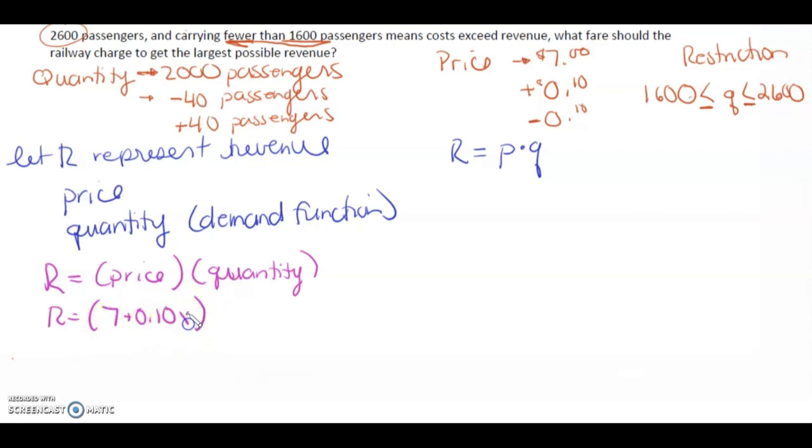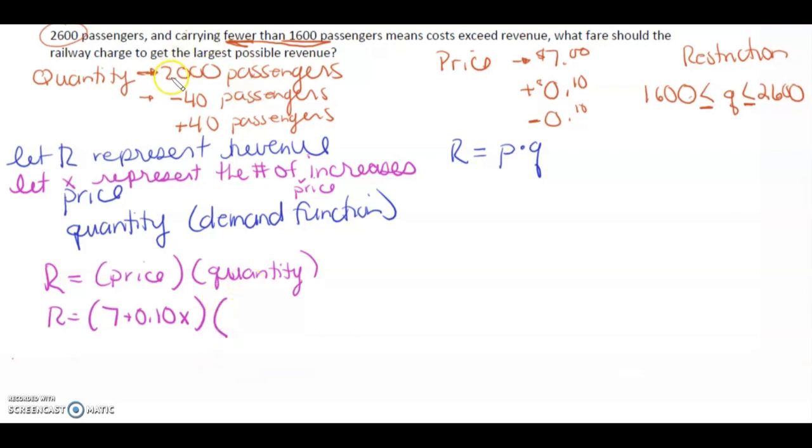We're going to introduce the variable x, and let x represent the number of price increases. If they increase the price 5 times, that'll be 50 cents, so the price will be $7.50. If they increase it 12 times, it'll be $1.20, so it'll be $8.20. We don't know how many price increases there are, so we label it x.